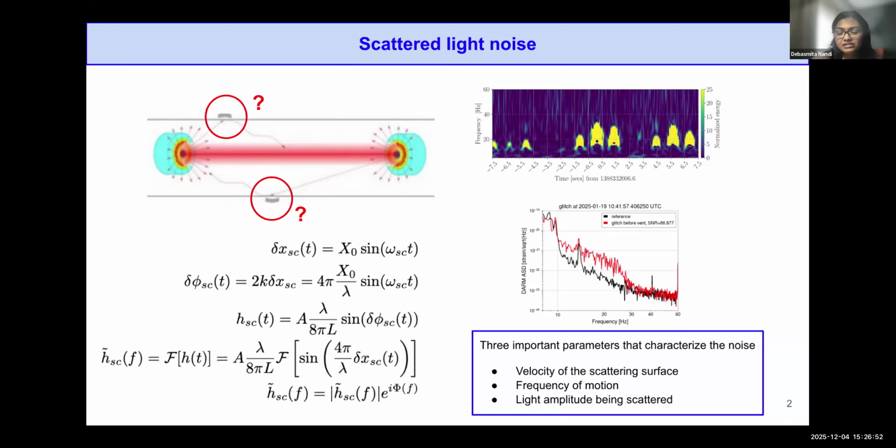We need to know three important parameters to characterize this noise, and those are the velocity of the scattering surface, the frequency with which the surface is moving, and the light amplitude that is there in the scattered beam. And I will go over each of them in the later slides.